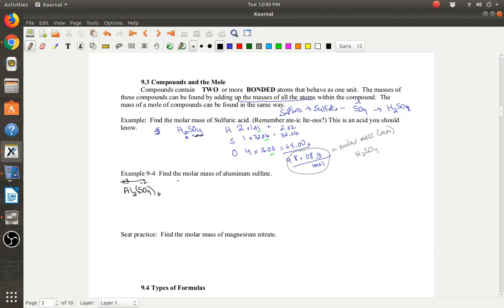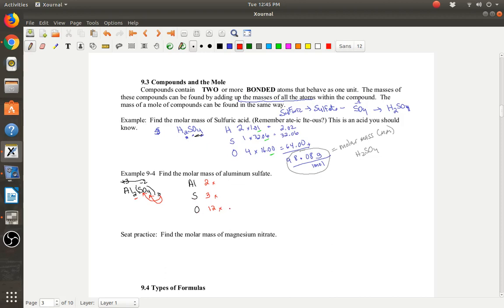Now we're going to find the molar mass. We have to count the atoms. We have aluminum atoms, sulfur, and oxygen. We have to separate them all. We have 2 aluminum atoms. We have 3 times 1, so 3 sulfur atoms, and 3 times 4, 12 oxygen atoms. So you need to remember how to count the atoms. We're going to multiply them by their molar mass. We get the molar masses of each atom type off the periodic table.